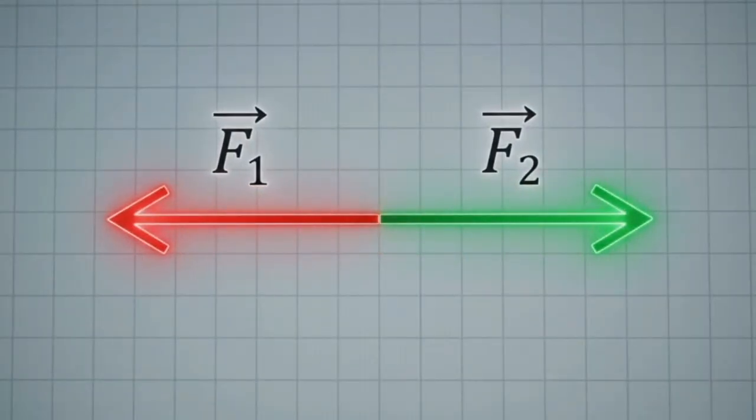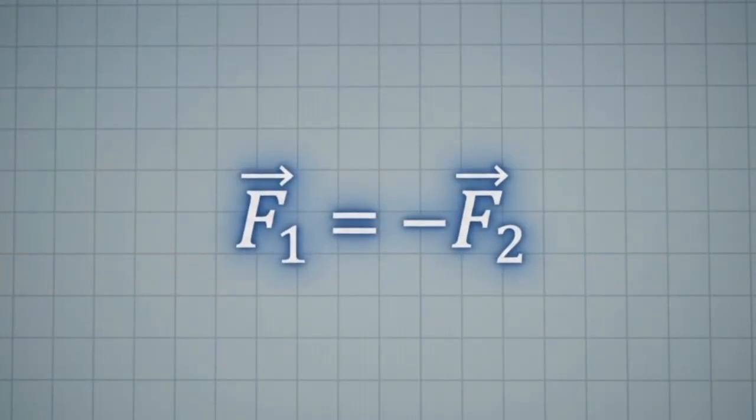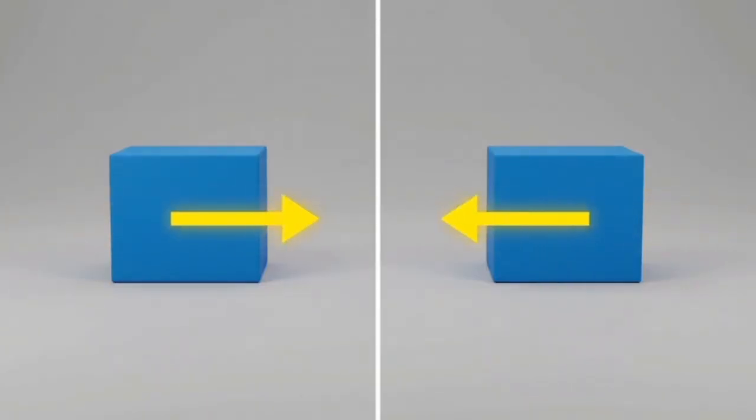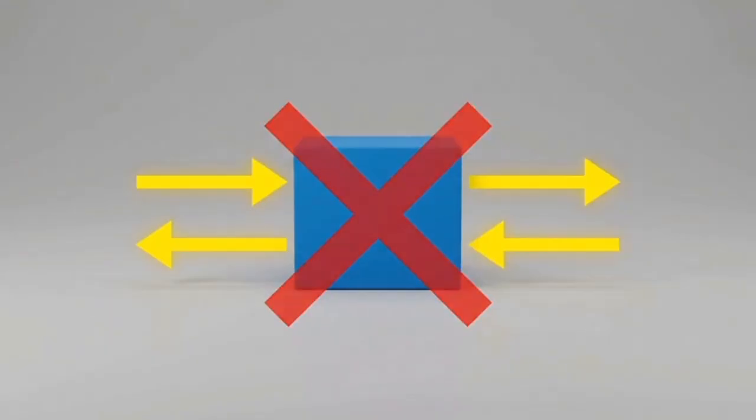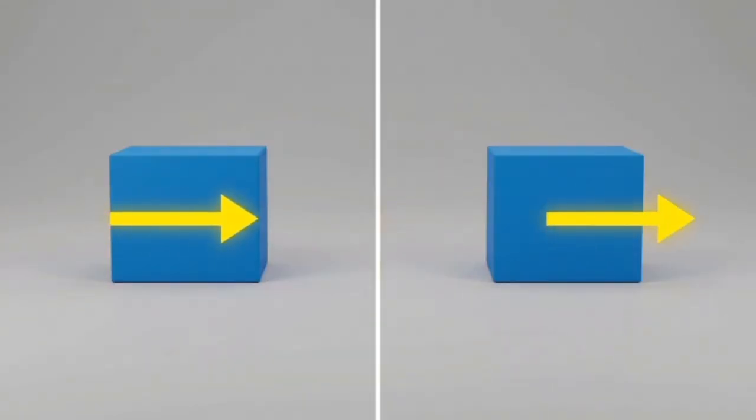Mathematically, the forces have equal magnitude but opposite direction. In vector form, one force is the negative of the other. Why don't these forces cancel? Because cancellation applies to forces acting on the same object. Action and reaction act on different objects.